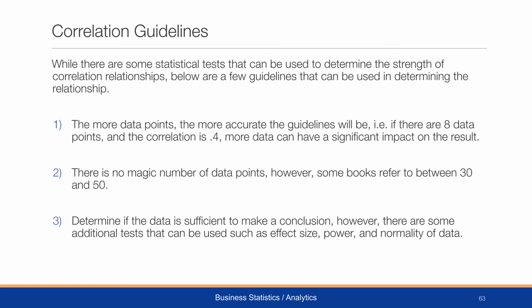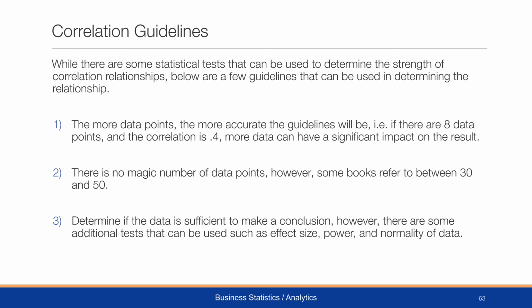While there are some statistical tests that can be used to determine the strength of correlation relationships, there are a few guidelines that we could use. The more data points you have, the more accurate the guidelines will be. If there are 8 data points and the correlation is 0.4, more data can have a significant impact on the result.